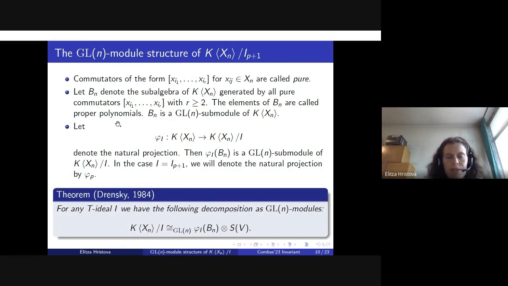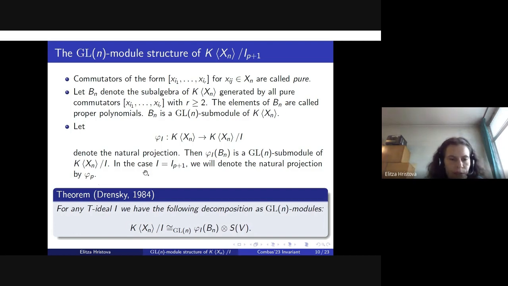Bn is a GLN submodule of k of xn, and we will denote by phi I the natural projection from k of xn to k of xn mod I. And the image of Bn will be phi I of Bn. So this will be the subalgebra of proper polynomials inside the relatively free algebra. And in the case when our ideal is I p plus 1 for some p, for shortness, we'll denote this projection not by phi I, but by phi p.